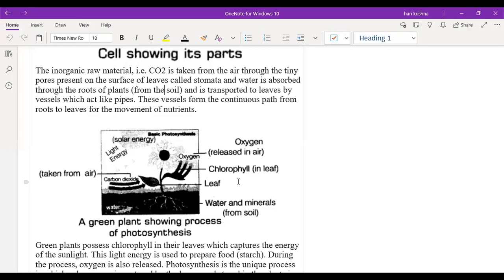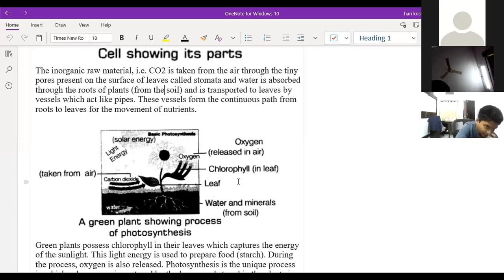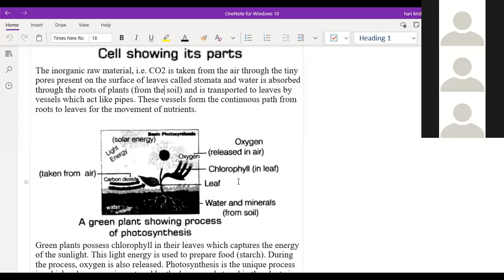Sir, chlorophyll is present in the leaf. It is a green pigment in leaves which traps solar energy for photosynthesis. And also the young stem of a plant contains tiny green structures called chloroplasts. They appear green because they contain a green pigment called chlorophyll.